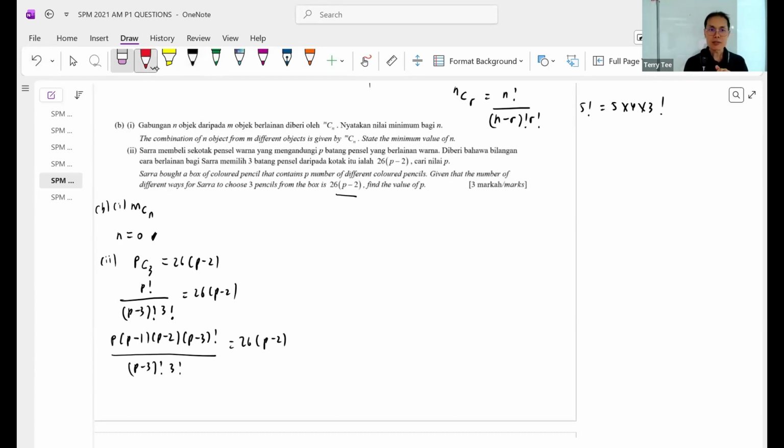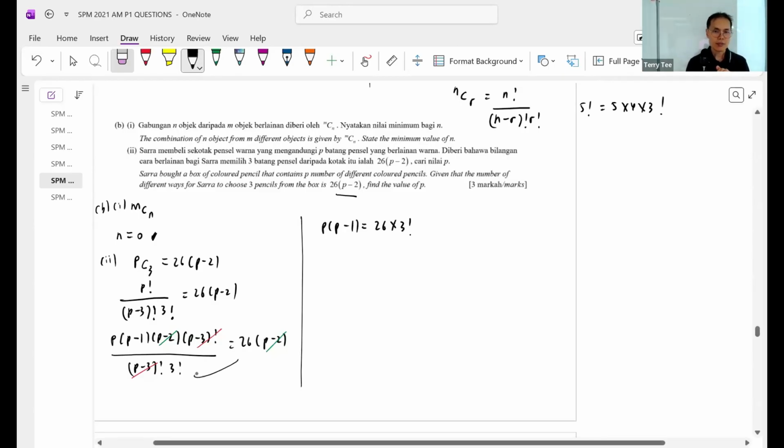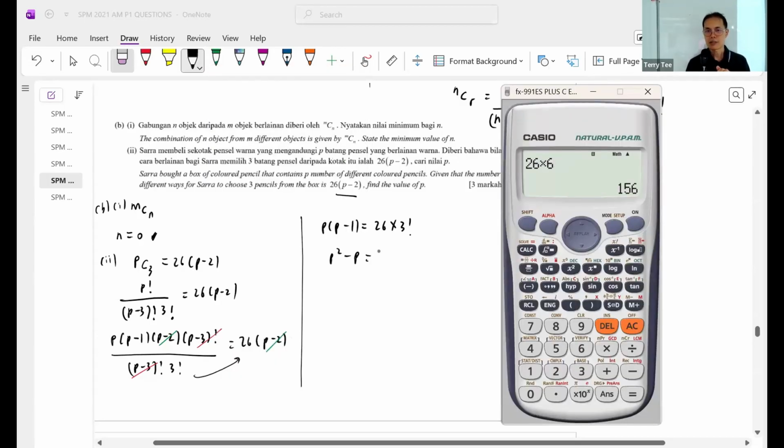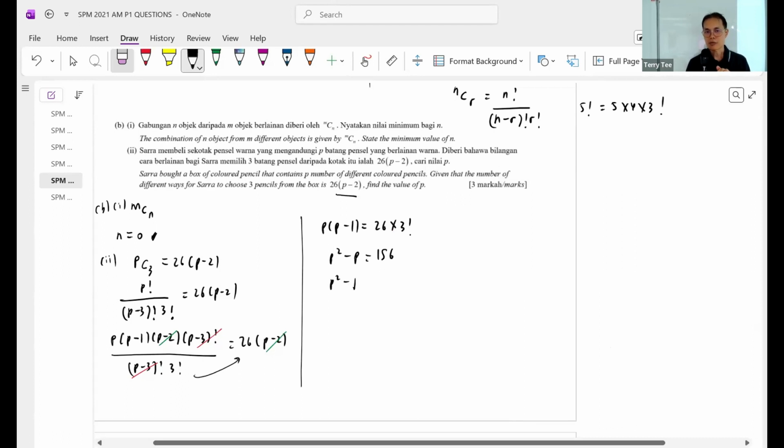Why do I do this? Because I want to cancel p minus 3 factorial with p minus 3 factorial. At the same time, I can cancel p minus 2 with p minus 2. Can you see that? Now you're left with p times (p minus 1) equals 26 times 3 factorial. The 3 factorial times it over. So expand the bracket: p squared minus p equals 26 times 3 factorial. What's 3 factorial? 6, right? 26 times 6 is 156. Bring the 156 over. Can we factorize 156? I think we can try 13.